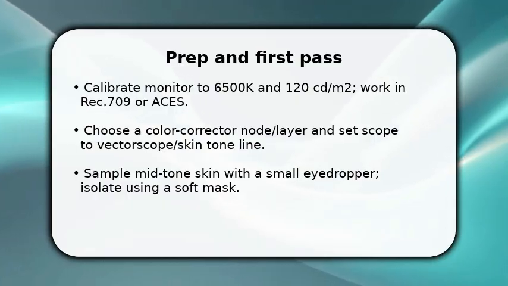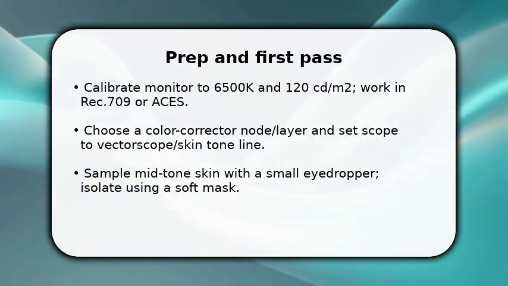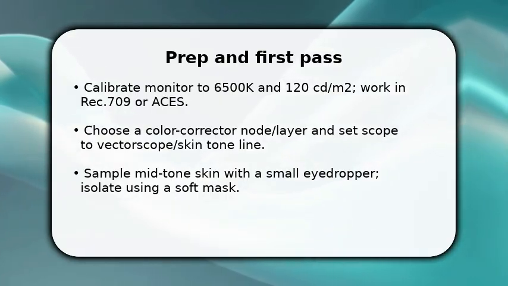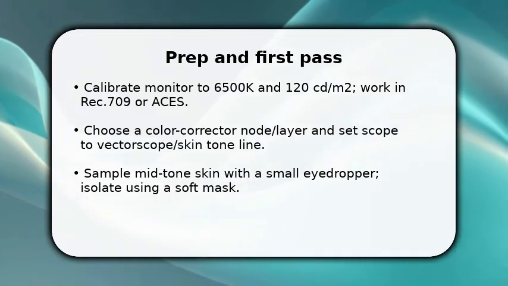You start by matching your workspace and your display. Set 6500K and a Rec. 709 timeline so decisions translate. Once done, add a dedicated color corrector node or layer and pull up scopes, vector scope and parade.